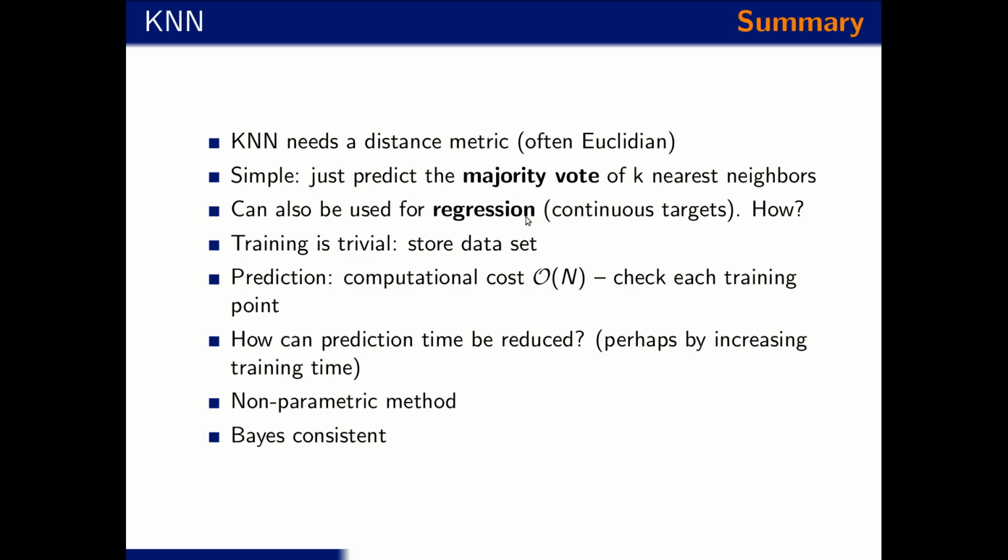So if our target is not a discrete class value, but a continuous real number, and now, instead of majority vote, what do we have to do? How can we modify KNN to work for regression?